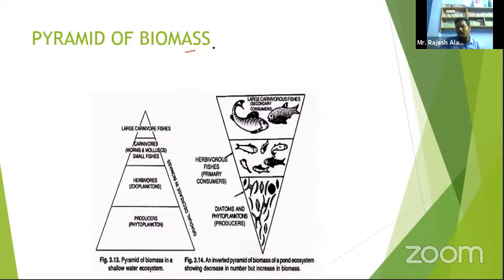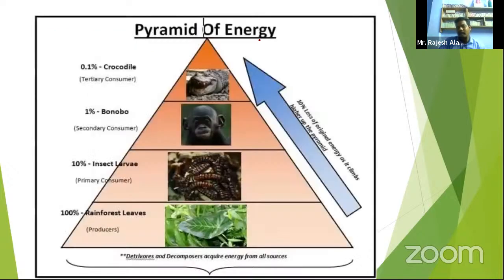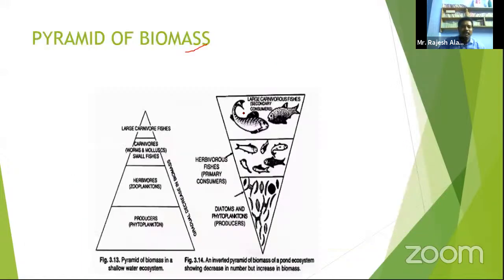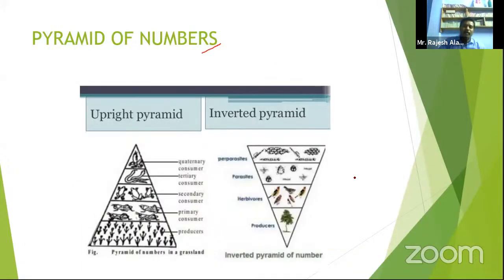Then we shifted to biomass calculation, and finally energy. We will discuss it from an exam point of view. Since it's a kind of revision, I will make it faster. So, pyramid of numbers: whatever components are present in an ecosystem, we have to enumerate individually. We have to count individually.